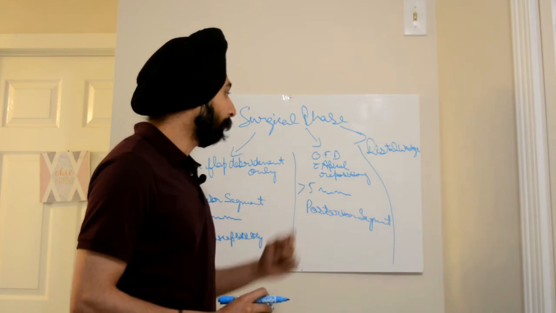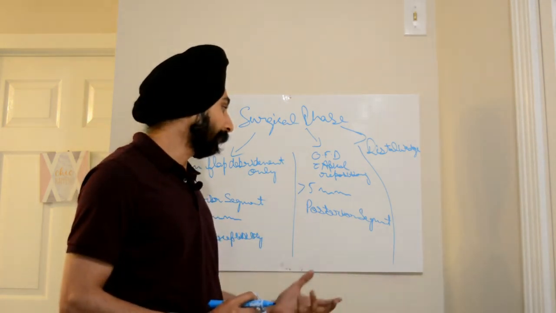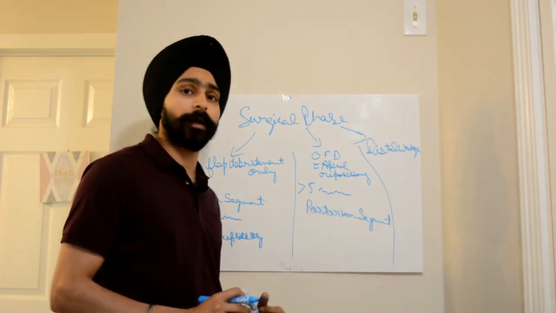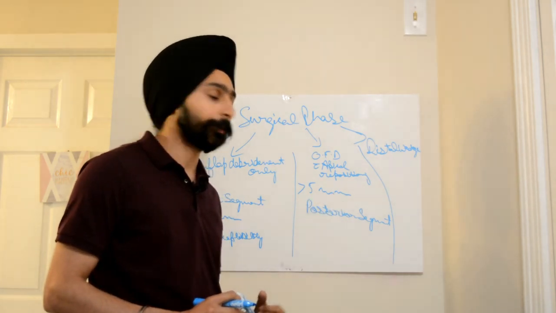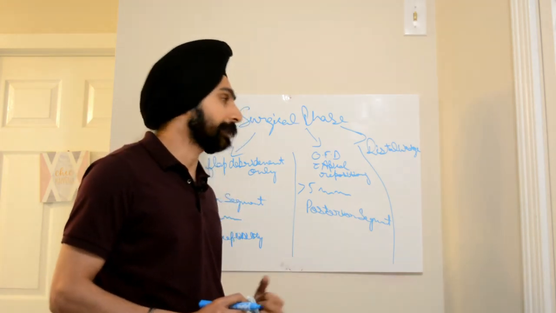So for the open flap debridement with apical repositioning, the teeth should be in the posterior segment and the pocket should be more than 5 millimeter deep. Also, the patient should not be having increased caries susceptibility.